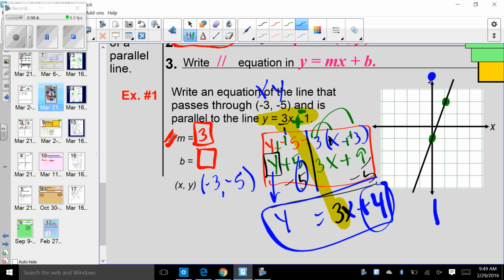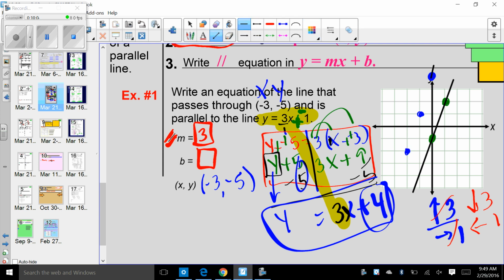So instead of rising up 3, running 1, I'm going to have to do the exact opposite, which is down 3, left 1. I'm out of space on that graph, so I'm going to go down 1, 2, 3, left 1, down 1, 2, 3, left 1, looking for a parallel line. And you should see that these two lines are indeed parallel to each other. At least they're supposed to be. You can see that I'm not super great at drawing a straight line. Sorry about that, guys.